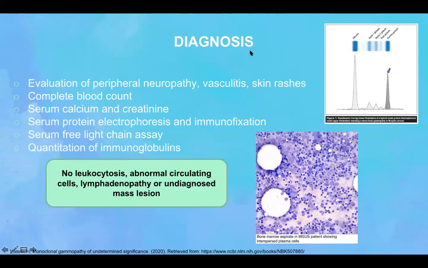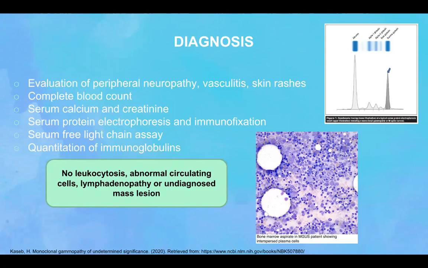About the diagnosis of this disease, it's not something that we're going to have straight away. It's something that is incidental. So the patient may have peripheral neuropathy, and we study the patient and find that they have MGUS, or they have vasculitis, or they have skin rashes. We're going to do a complete blood count.